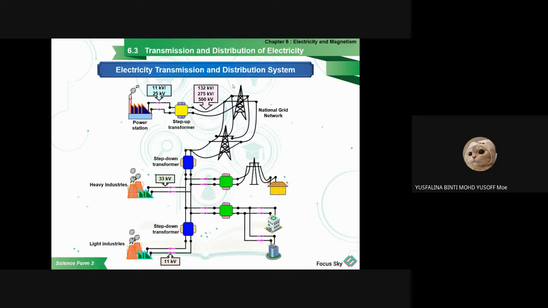Now if we go to the step-down transformer, the step-down transformer will reduce the voltage. We decrease the voltage so it can be used. Let's say for heavy industries, they only need 33 kilovolt. So for 132 kilovolt, they need to decrease the voltage until it becomes 33 kilovolt. So they use a step-down transformer.